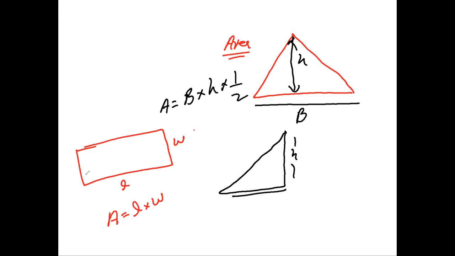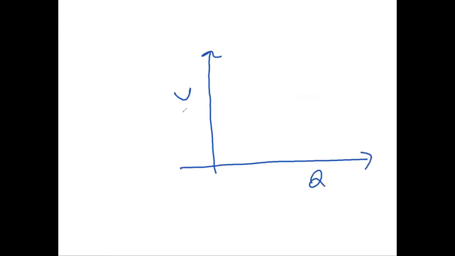But if I want to find the area of this, how much is this area, then that will be equal to half times L times W. So in the capacitor, this is V, this is Q. Here I have a straight line potential.